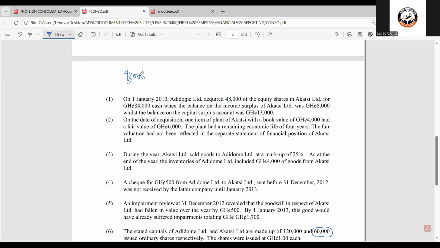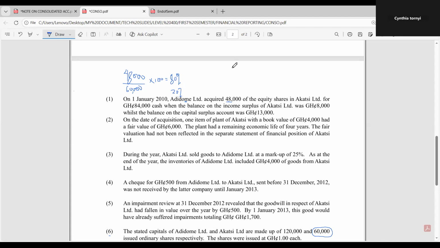So 48,000 divided by 60,000, multiplied by 100. What did we establish? 80%. Therefore, the non-controlling interest in this question will be what? 20%.